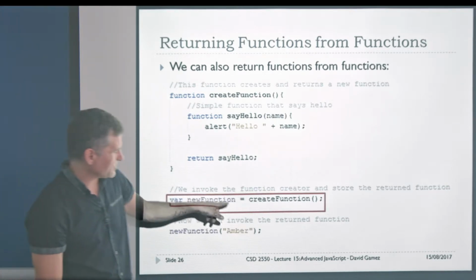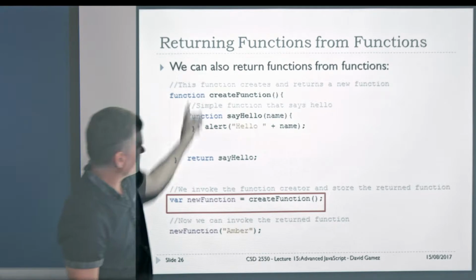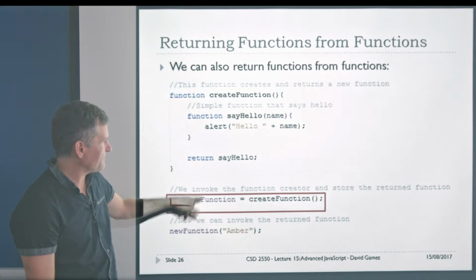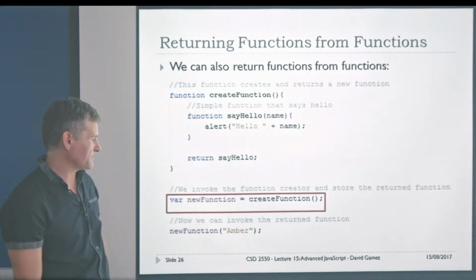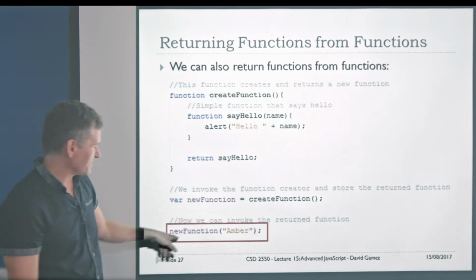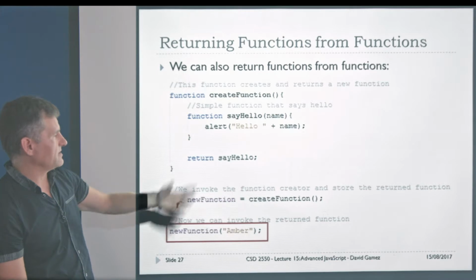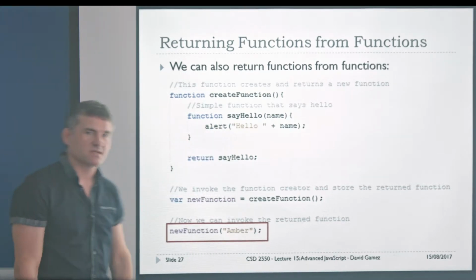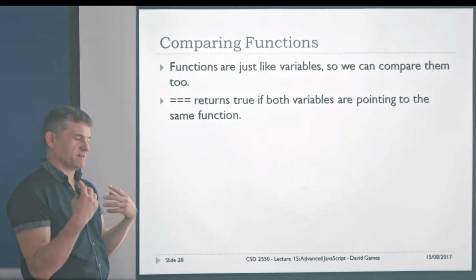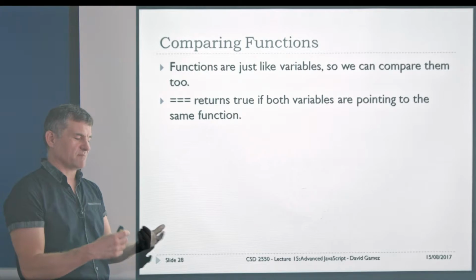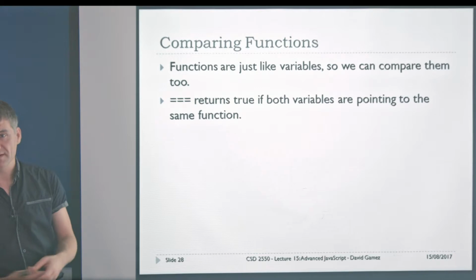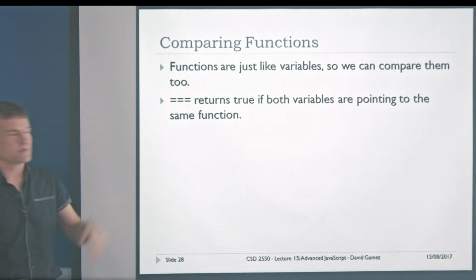So here we can have a new function. We can call this create function. This will return the say hello function, and then this new function will be pointing to the function that's returned. And then once I've created this function, I can call it, so I can do new function amber, which will call say hello and do alert hello amber. So it does mess with your head a bit, but it makes some kind of sense as well. Once you get that variables can be strings, booleans, arrays, objects, whatever, and functions, that a function is just a type of variable, then this makes perfect sense.